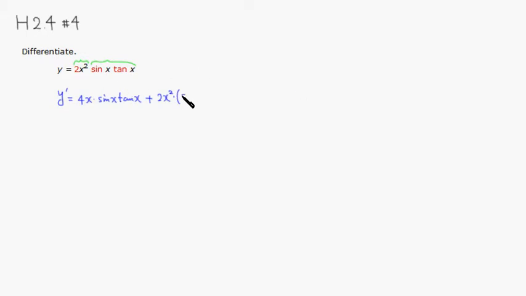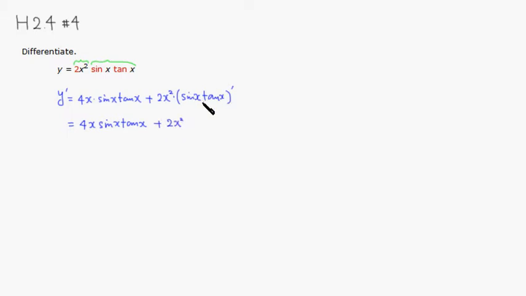So maybe I'll write it out first. The derivative of the second guy. Let's try not to do too much at once. The first guy is already finished, so I'm just going to copy that: 4x sine of x, tangent of x. Then you have 2x squared.